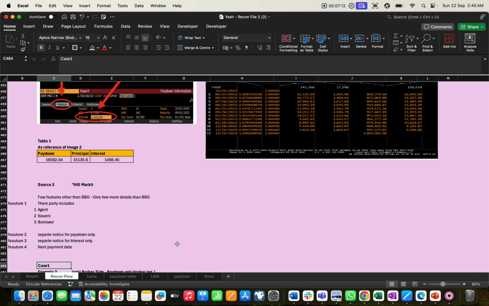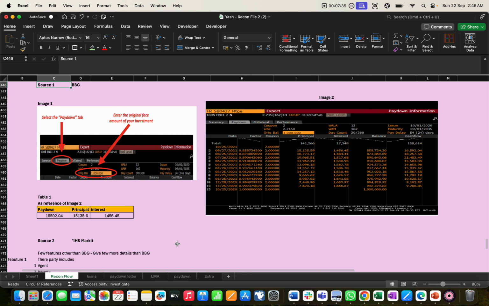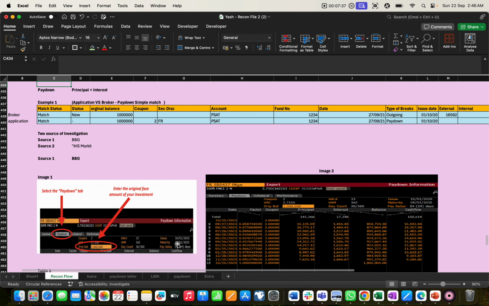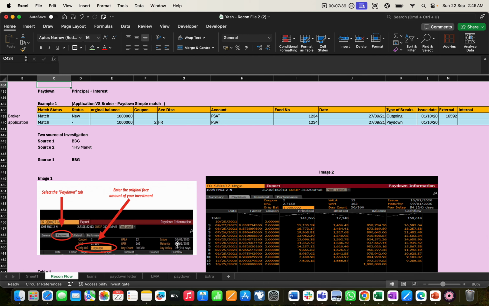So there are many agents to arrange the loan amount between borrower and lenders. The agent means JP Morgan or BNY or Citi will be there, and the issuer and borrower are mentioned in this part. So hopefully you see this part. This is just a brief explanation of how the source of investigation is needed to investigate a loan syndication break.